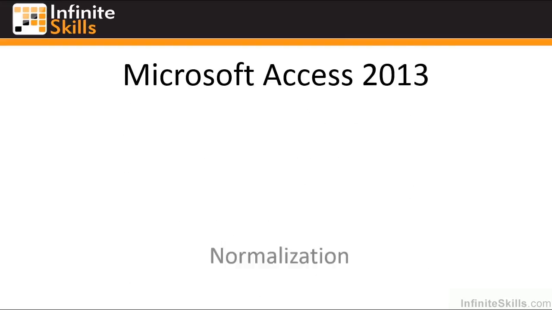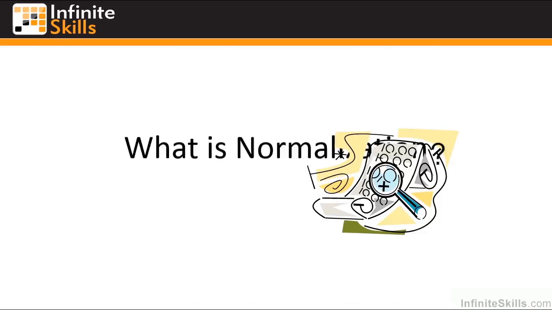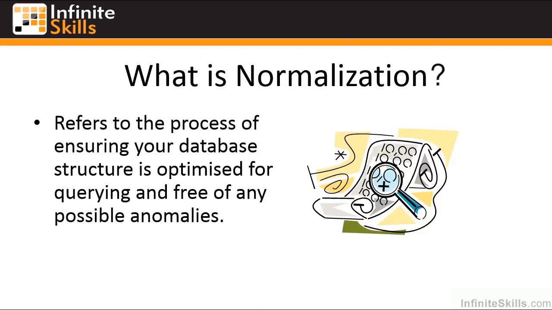Microsoft Access 2013 Data Normalization. Just what is normalization? Well, normalization just refers to you working through the system of your database so that it is free from any possible anomalies and your queries run as fast as humanly possible. Well, faster than humanly possible, as fast as computer possible.